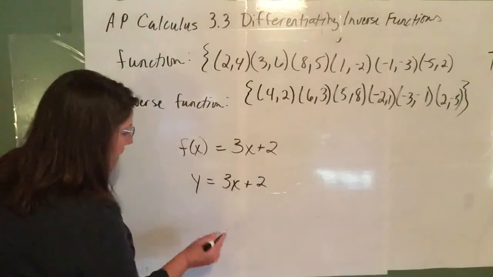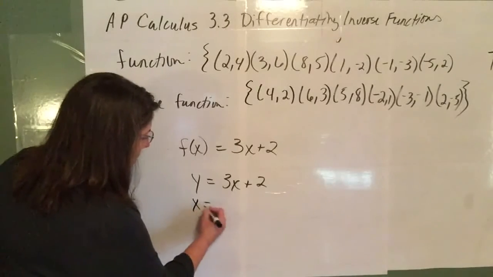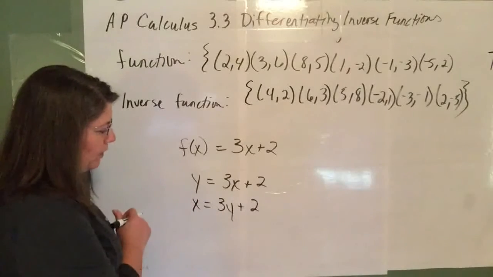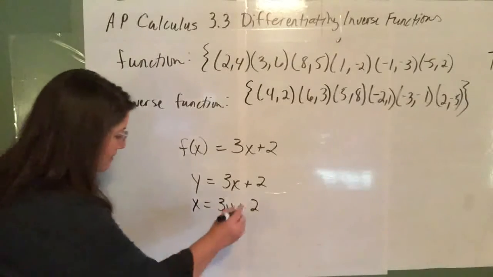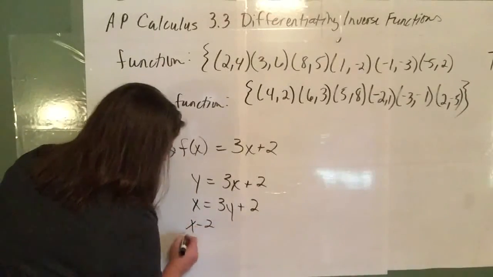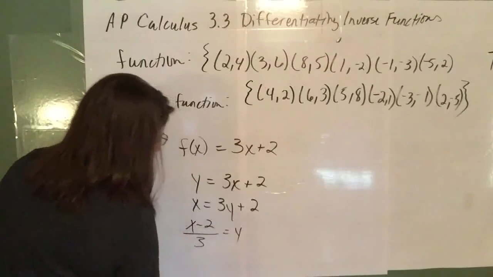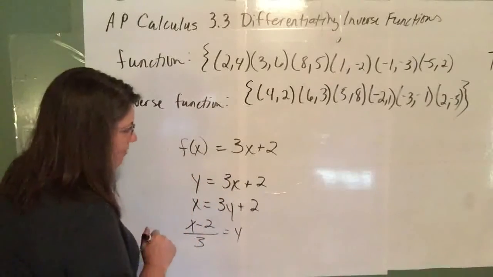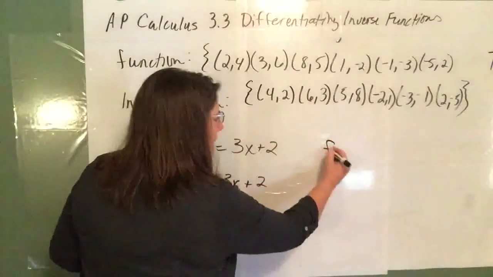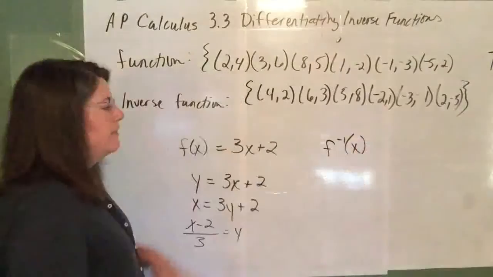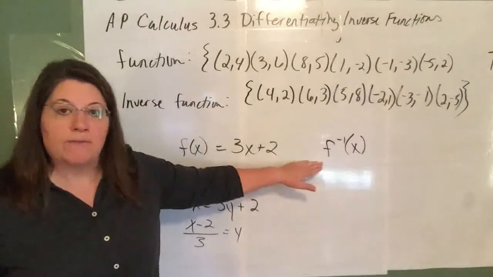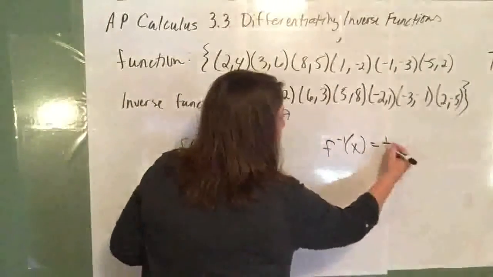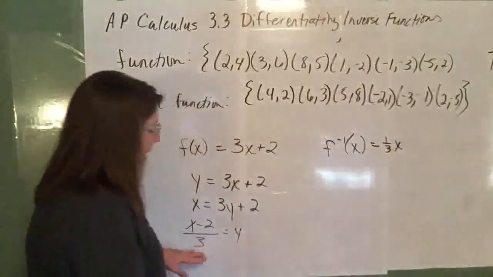So if I swap the x and y value, I would have x equals 3y plus 2, and then to write that as the inverse function, I'm going to solve for y. So I'm going to move the 2 over, then divide by 3. That gives me y, and this would be the inverse function of the function I started with. So I would write that as f negative 1 of x. This is the notation for the inverse of f of x. And that function would be 1/3 x minus 2/3.